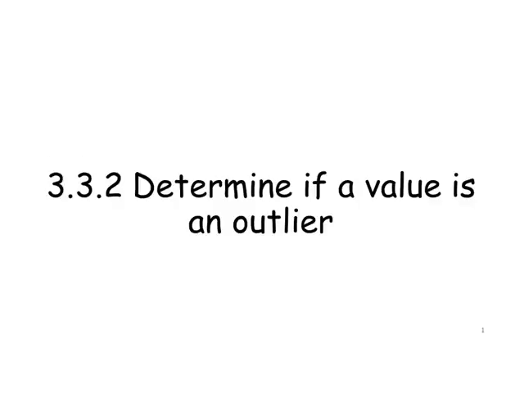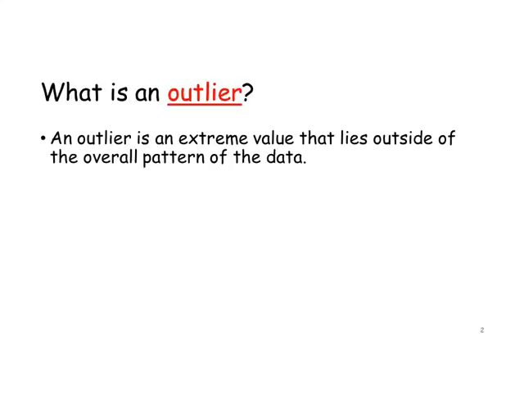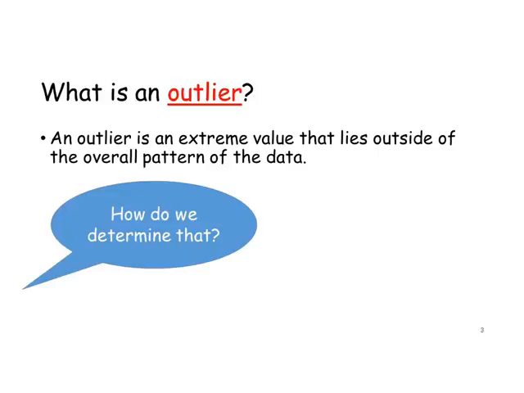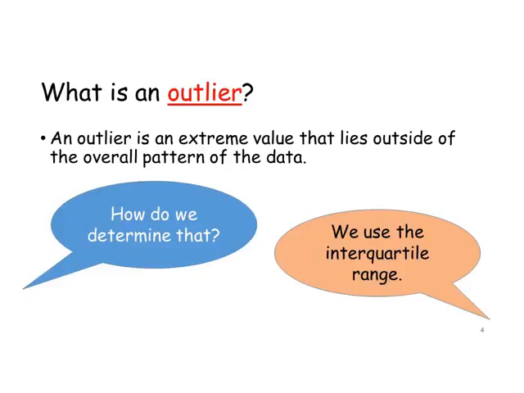Welcome to the second lecture on measures of dispersion. Our learning outcome is to determine if a value is an outlier. So what is an outlier? An outlier is an extreme value that lies outside of the overall pattern of the data. But how do we determine that? Well, we use the interquartile range.